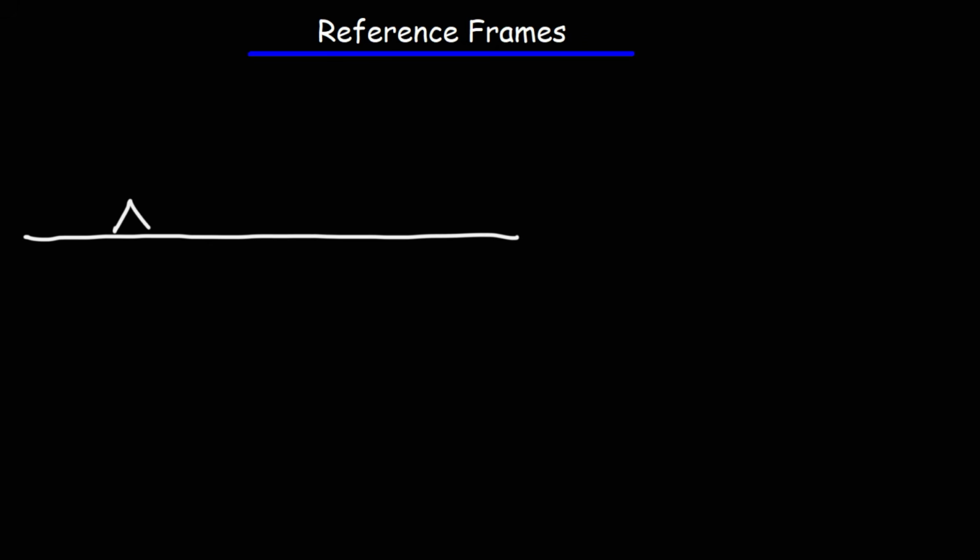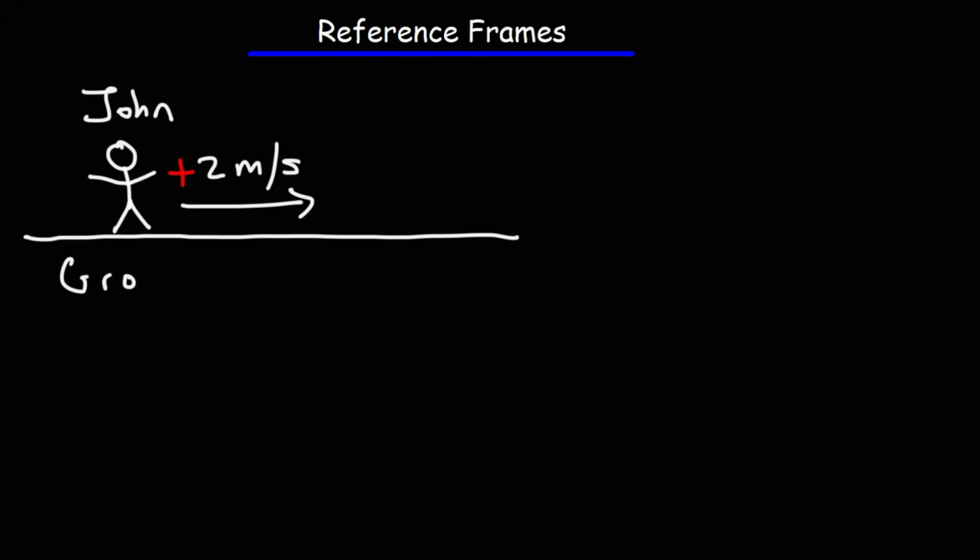Let's say we have a person. We'll call this person John. John is moving at a speed of 2 meters per second to the right. So his velocity is positive 2. Now, what's the reference frame in this example? If the reference frame is not specified, it's typically assumed to be the ground. In this case, it is. John is moving 2 meters per second relative to the ground. So the ground is the reference frame.